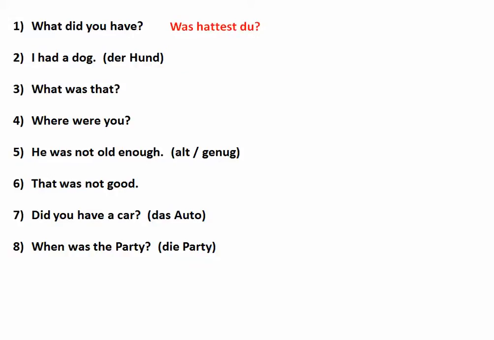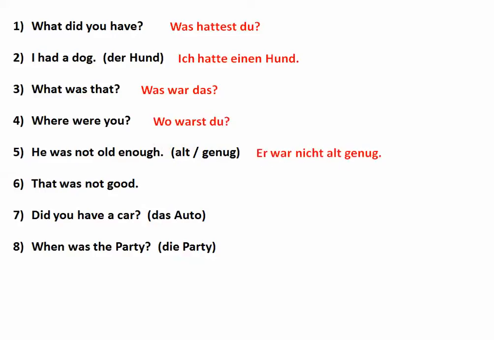I had a dog, ich hatte einen Hund, and since Hund is a masculine noun and it is performing the role here of the direct object, which makes it accusative, and we are saying a, we're going to change it to einen Hund. What was that? Was war das? Where were you? Wo warst du? Or if you wanted to use the formal you, wo waren Sie? He was not old enough. Er war nicht alt genug. Das war nicht gut. That was not good.